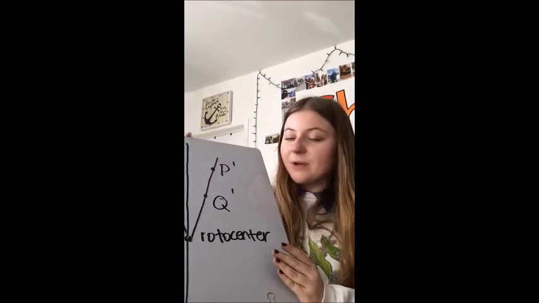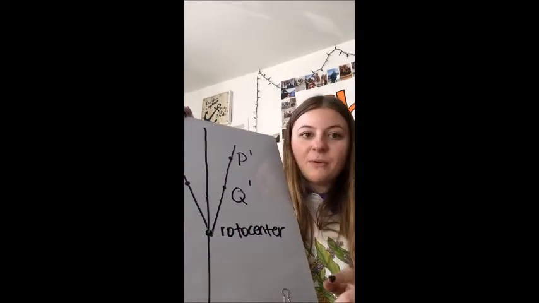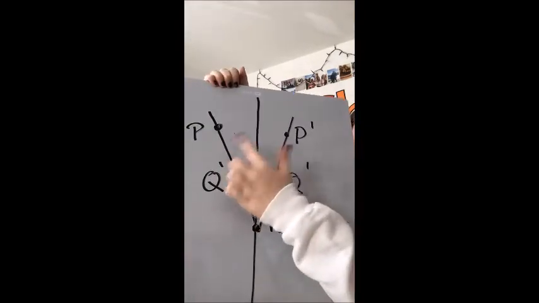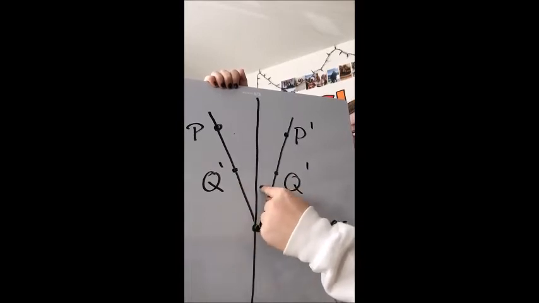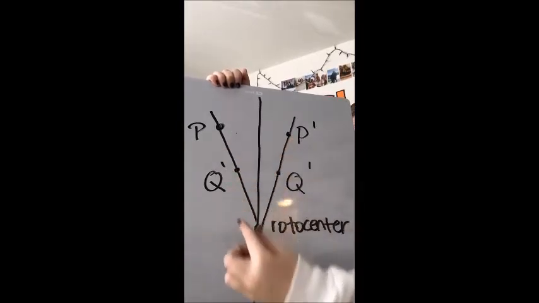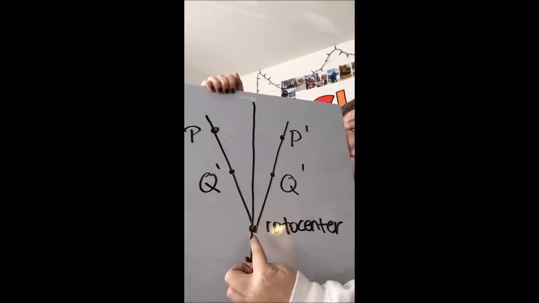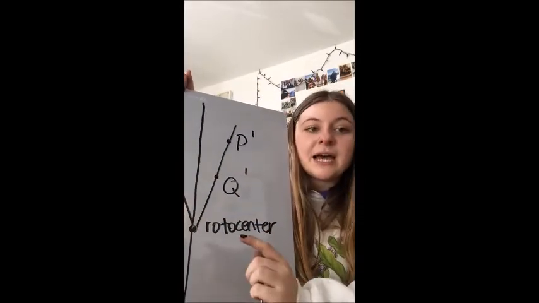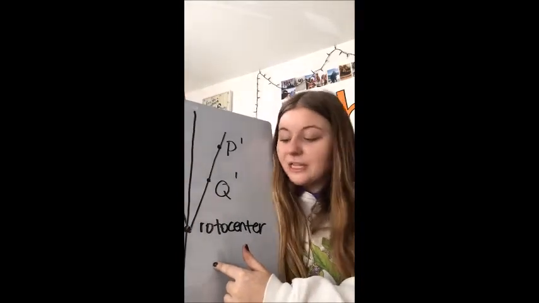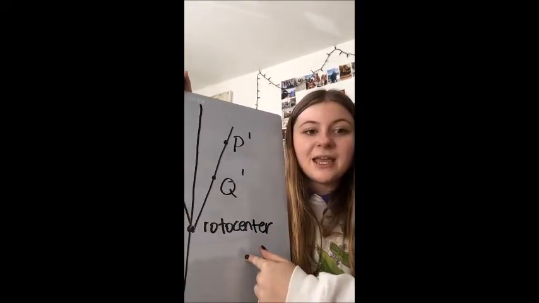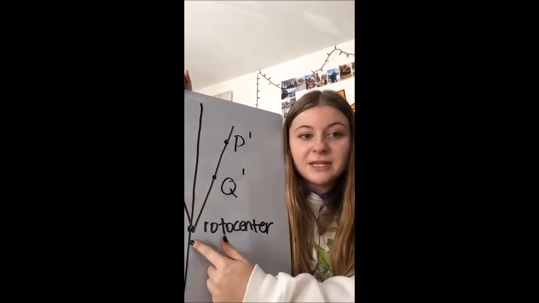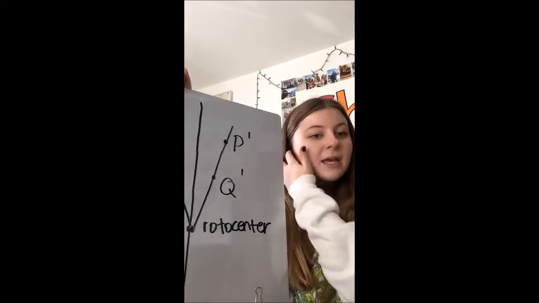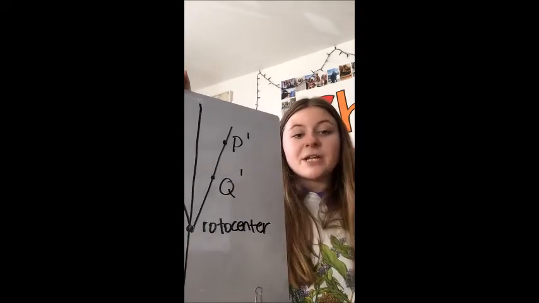So the first one is that a rotation is determined by 4 points, so 2 points and their respective images. So we have points P and P', Q and Q'. And then where these two bisectors meet is the rotocenter. So this brings us to the second property of rotational symmetry, which is that for there to be a rotational symmetry, there has to be a rotocenter. So the rotocenter is at the center of the image, and it is the only fixed point of a rotation. It is the center of rotation.